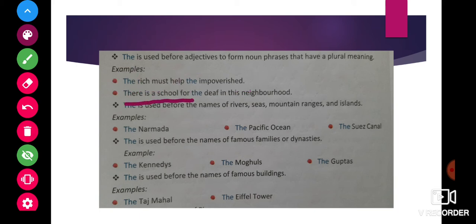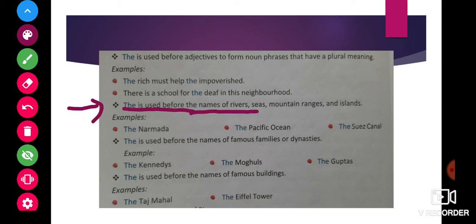There is a school for the deaf in this neighborhood. Now here deaf means the people who cannot hear. So here deaf is referred for all the deaf people. So this has a plural meaning. So whenever we are talking about plural meaning phrases, we write the before.